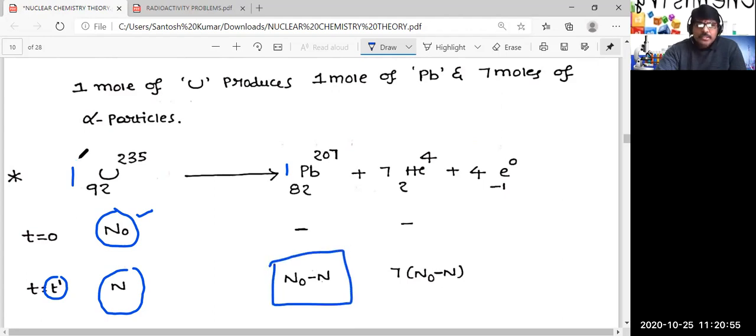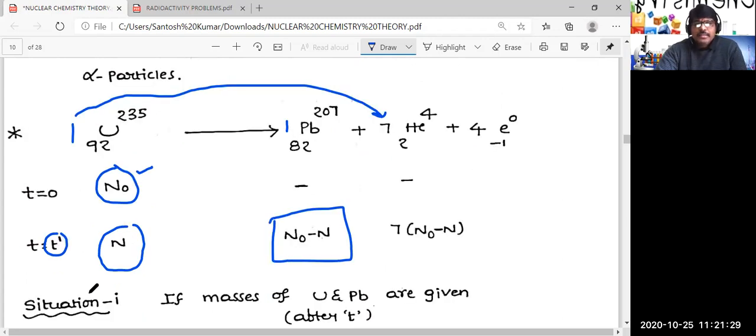And you can see 1 mole of this is giving 7 moles. As a result, the number of alpha particles, the number of dipositive ions of helium, will be 7 times N naught minus N. The main intention here is to find the time period, and if you can find N naught, obviously we can easily find the time period, that is 0 to t prime, how much time it underwent disintegration. In fact, that is called the age of rock or age of mineral.